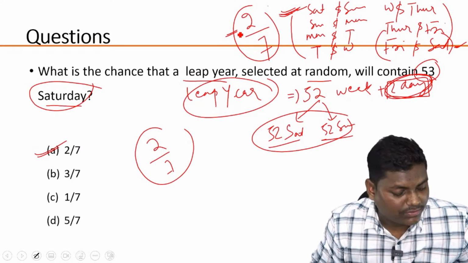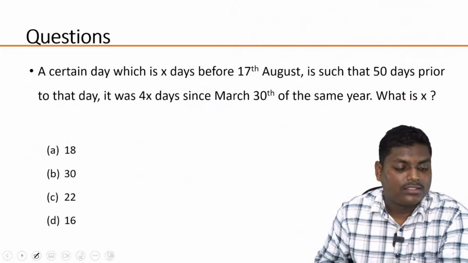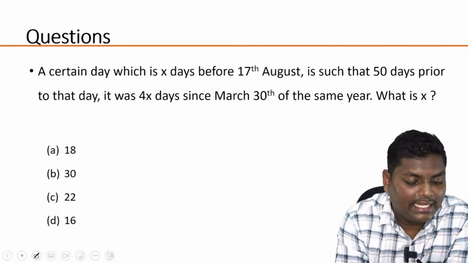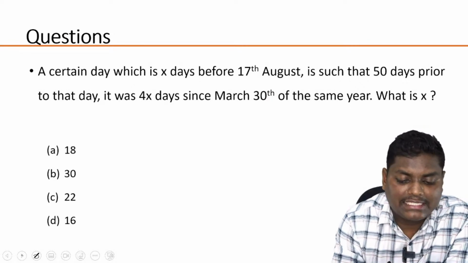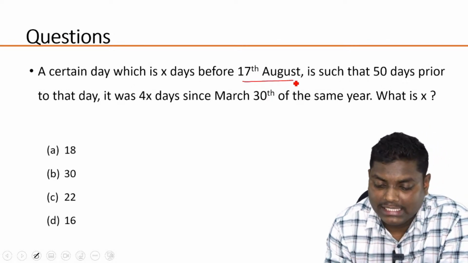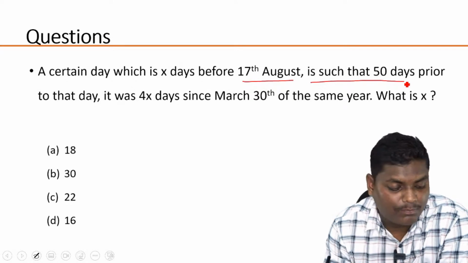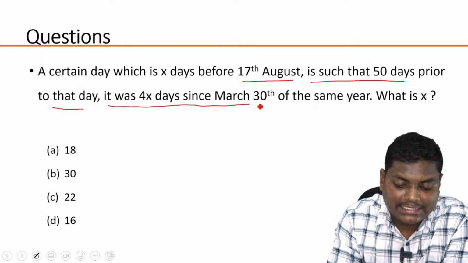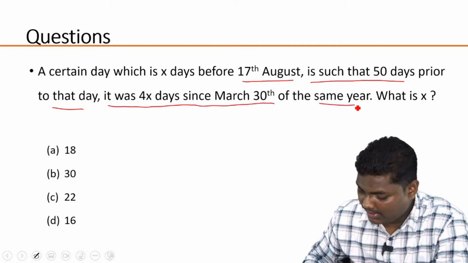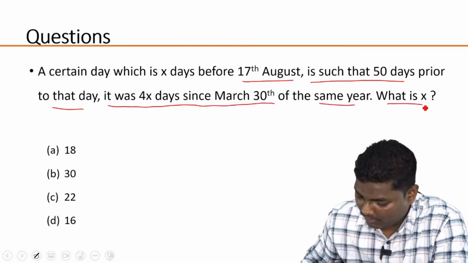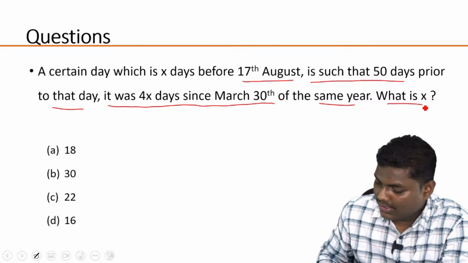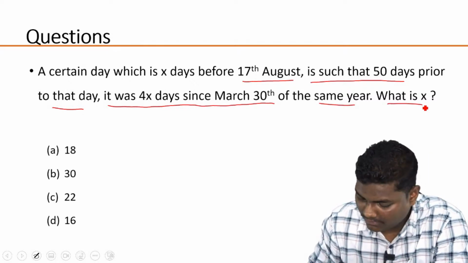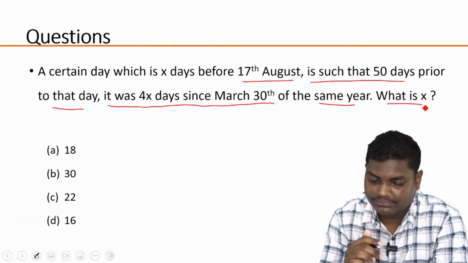So moving to the next question. Try this out. A certain day which is X days before 17th August is such that 50 days prior to that day, it was 4x days since 30 March of the same year. What is X? Try and solve this out. What is X?